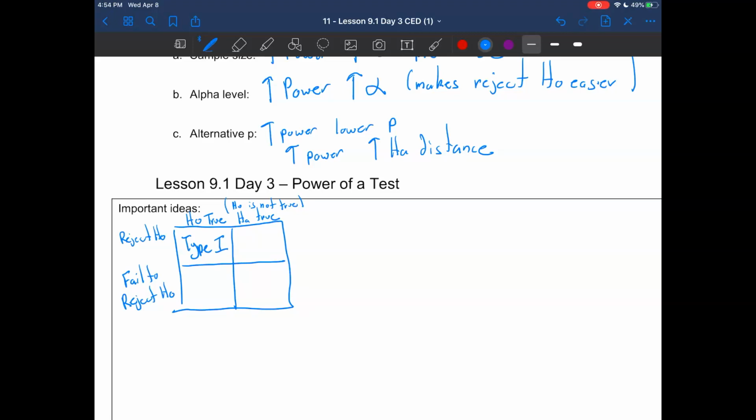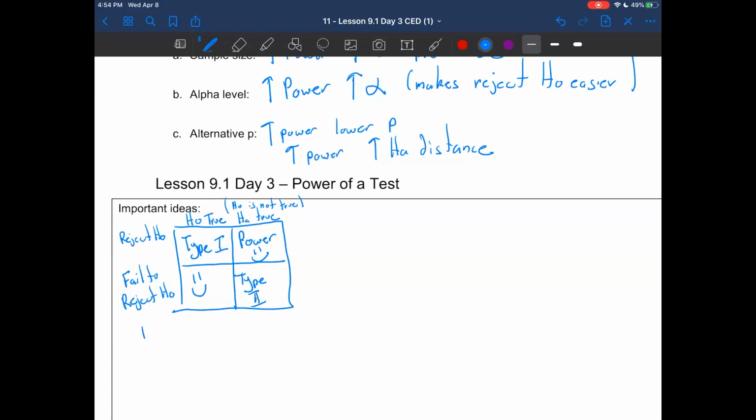If our alternative hypothesis is true and we reject the null hypothesis, that's correct, and that probability will be our power. If our null hypothesis is true and we fail to reject the null hypothesis, that's correct, that's what we want to do. But if our alternative hypothesis is true and we fail to reject our null hypothesis, that is our type 2 error.